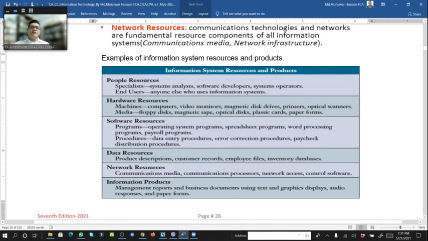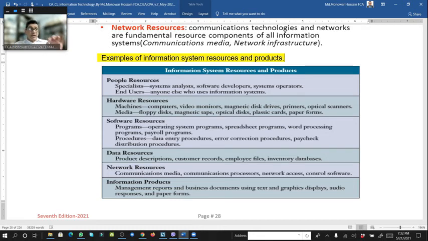So here are examples of information system resources and products. It is also taken from your reference book. People resources, here the specialists: who are they? System analyst, software developer, system operator, programmer, etc. And hardware resource: machines, that is computer, video monitor, magnetic disk sets, printer, optical scanner, etc. And if we see the media: disks and devices, tape, optical, etc.